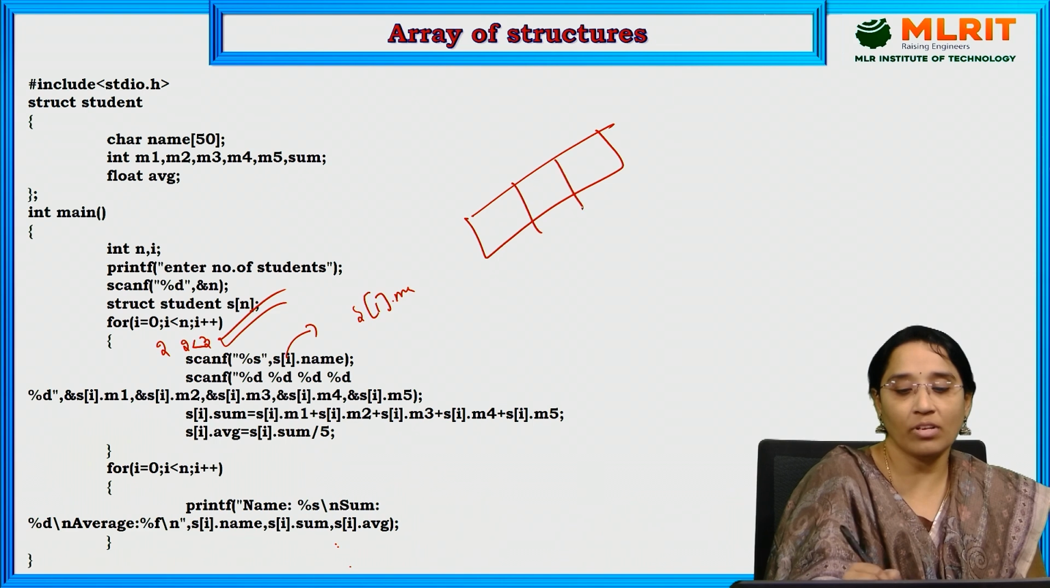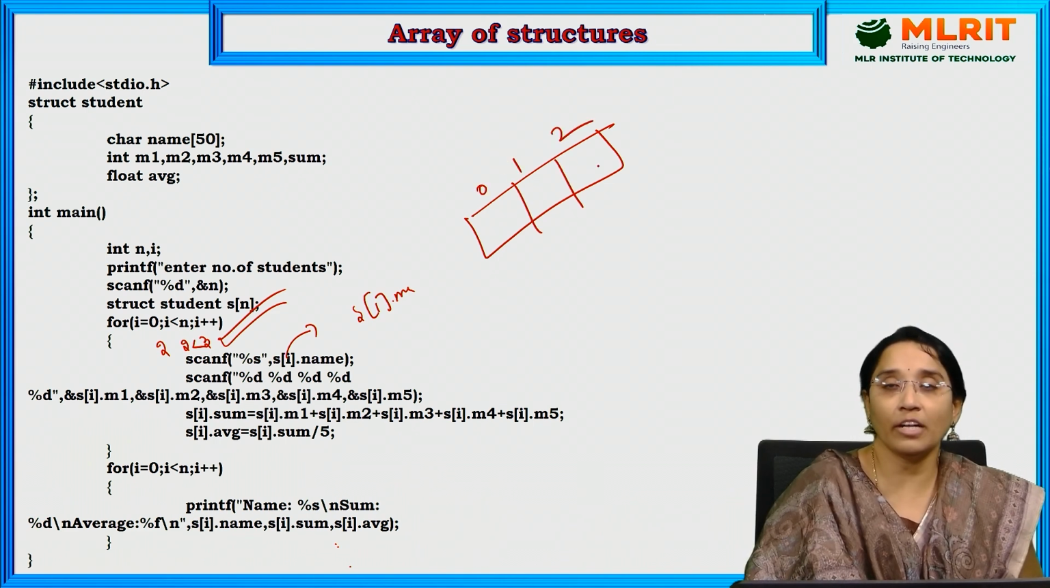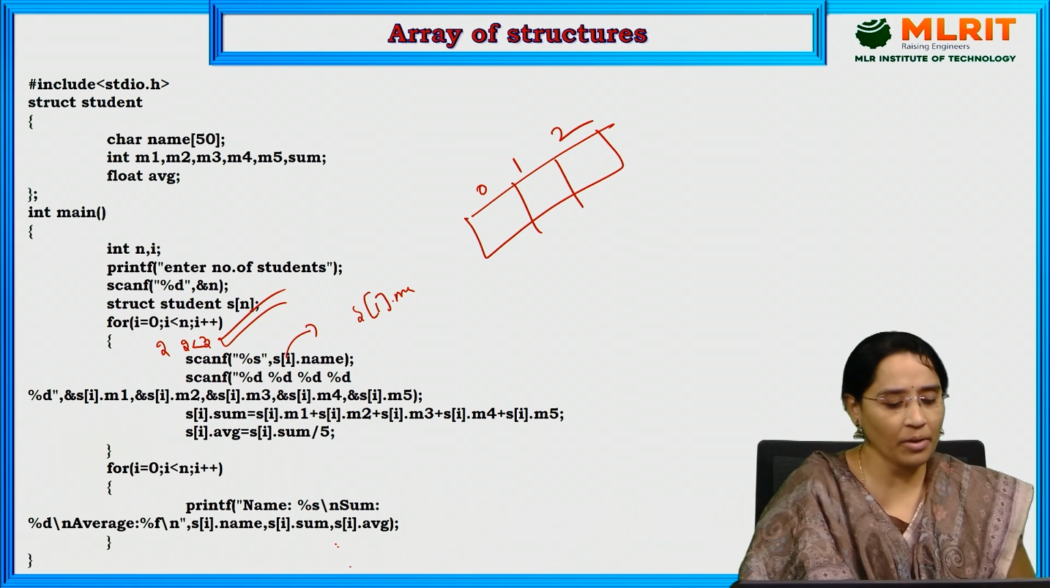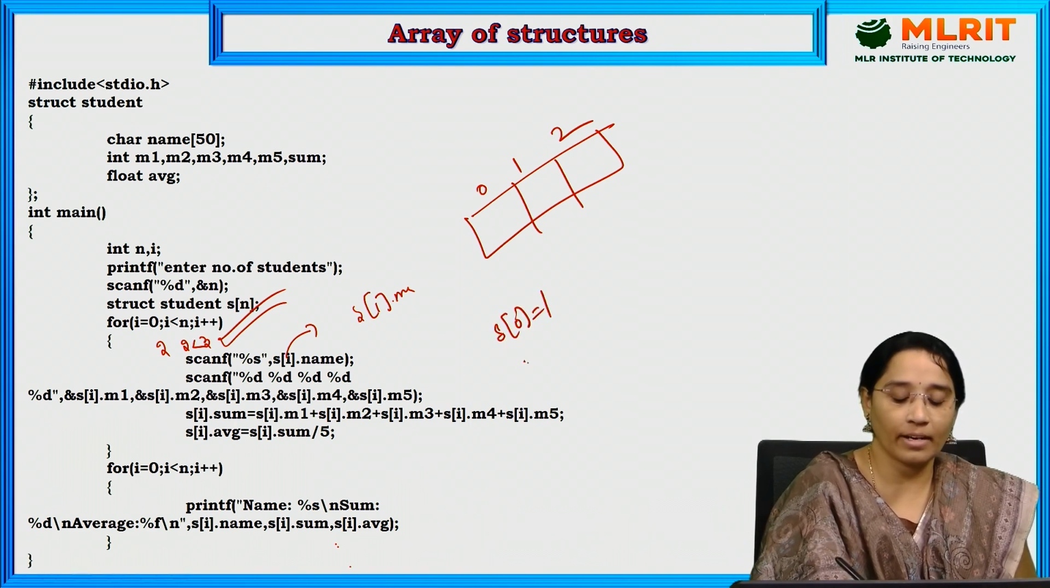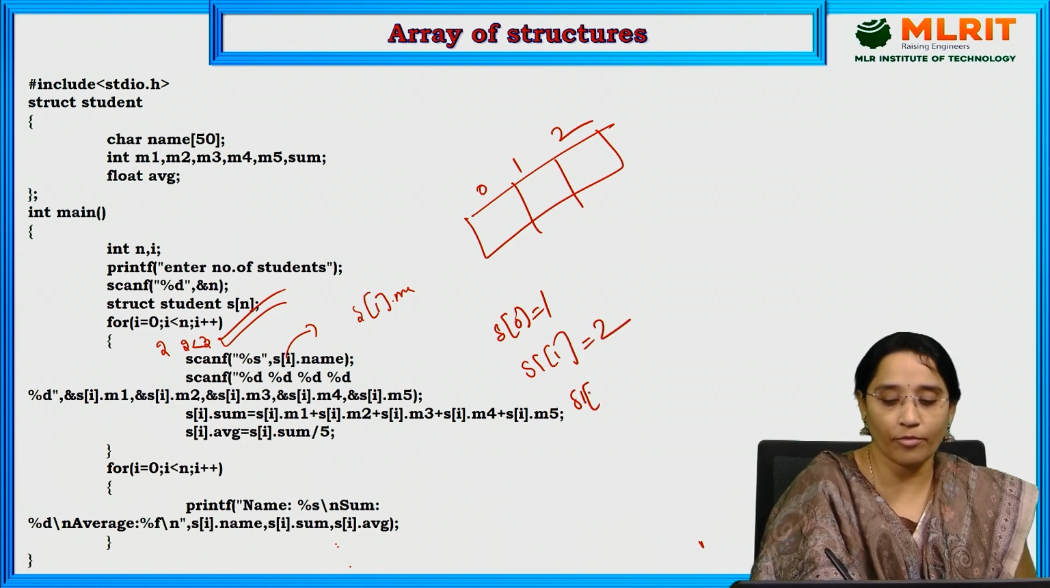So if there are 3 students, 0, 1, 2. Total elements are 3, but index position starts from 0. In the same way, S1 of 0 means the first student's data, S1 of 1 means we are entering the second student's data, and S1 of 2 means we are calculating for the third student's data.